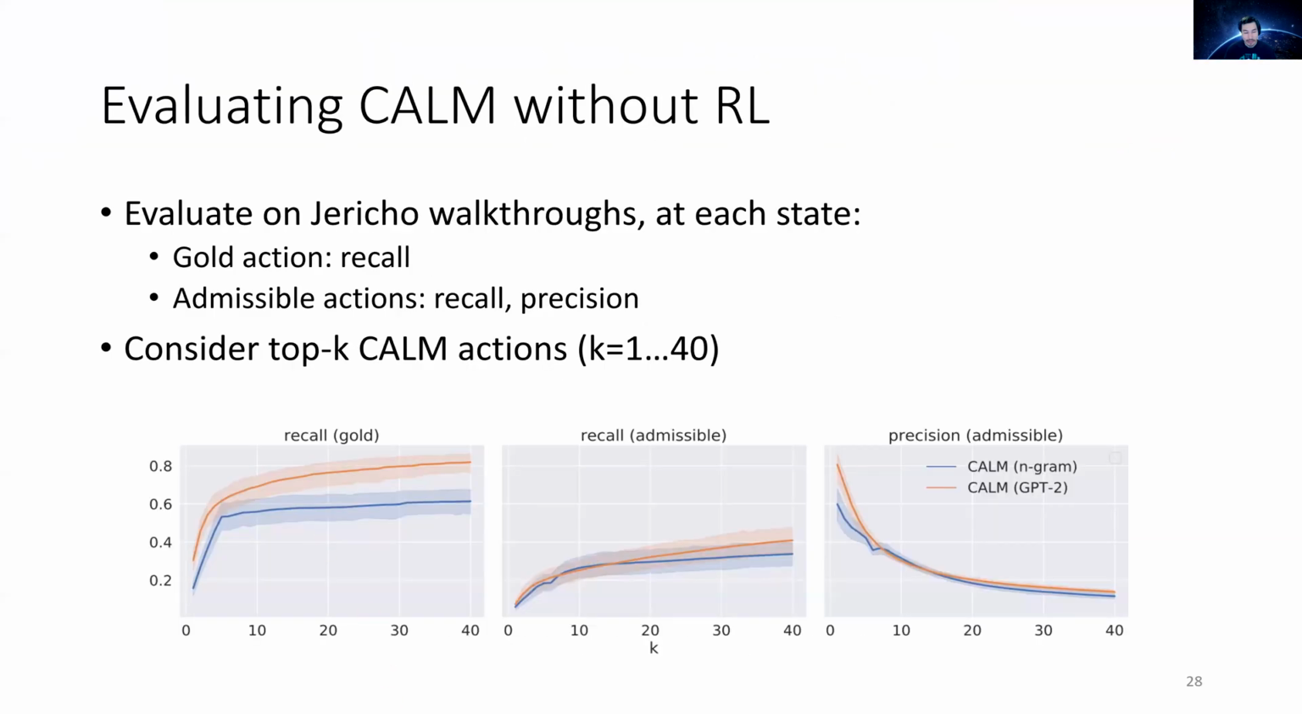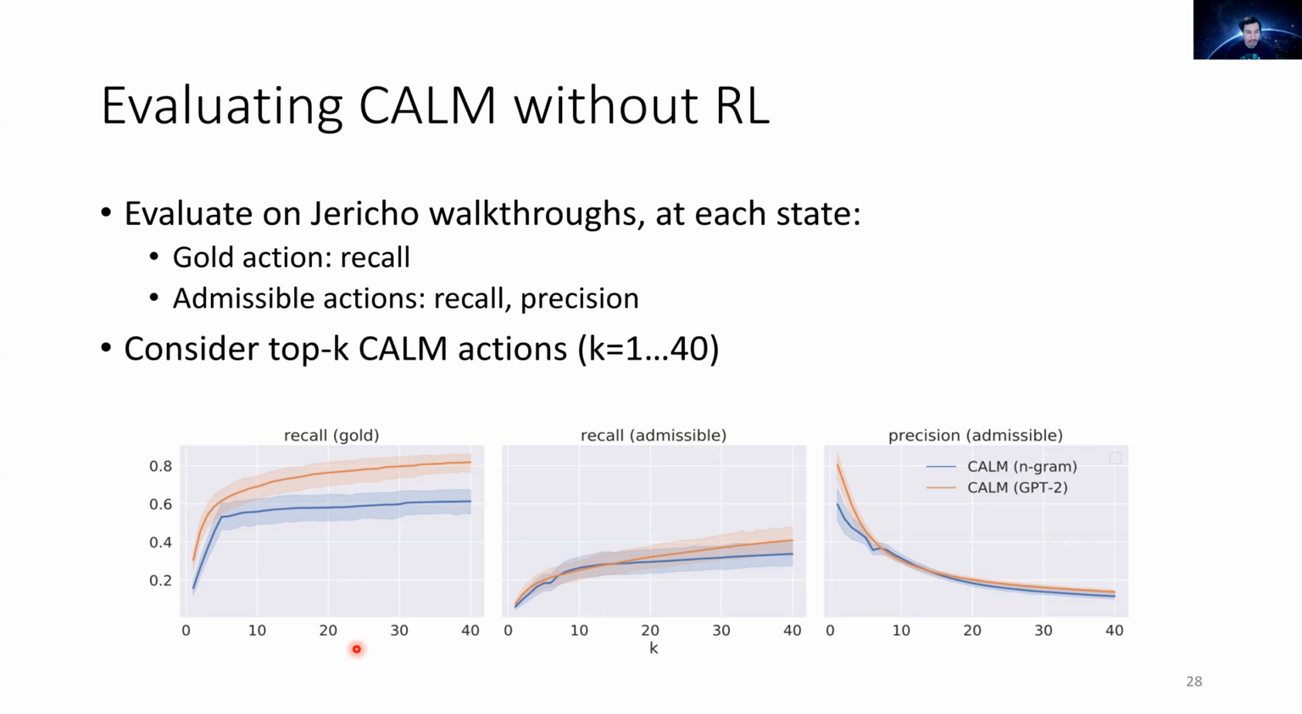To get a little bit more quantitative with the evaluation, we evaluated CALM's performance by comparing the generated actions to the ground truth valid actions across a wide variety of states taken from walkthroughs of Jericho games. For each of these states, we wanted to quantify the precision and recall with respect to the ground truth valid actions. Each of these graphs below shows the performance as a function of the top K actions that are decoded from the model.